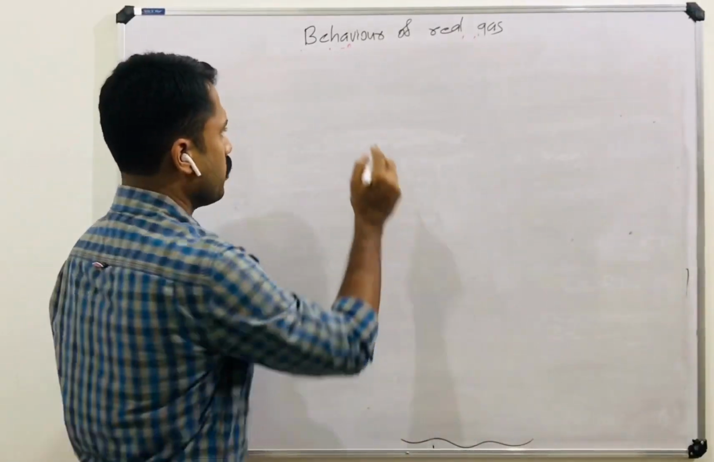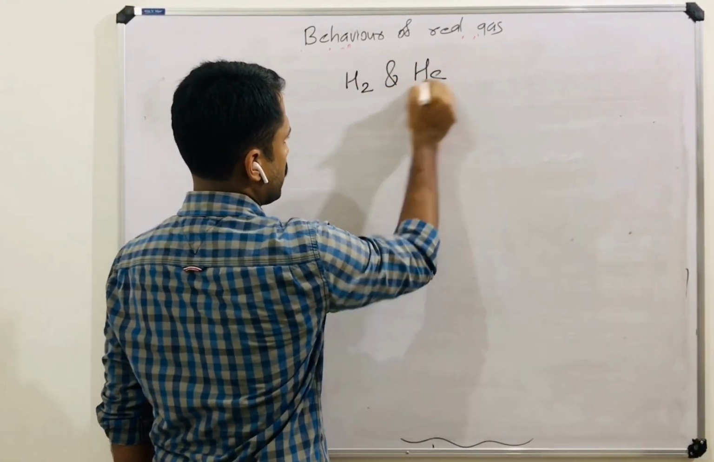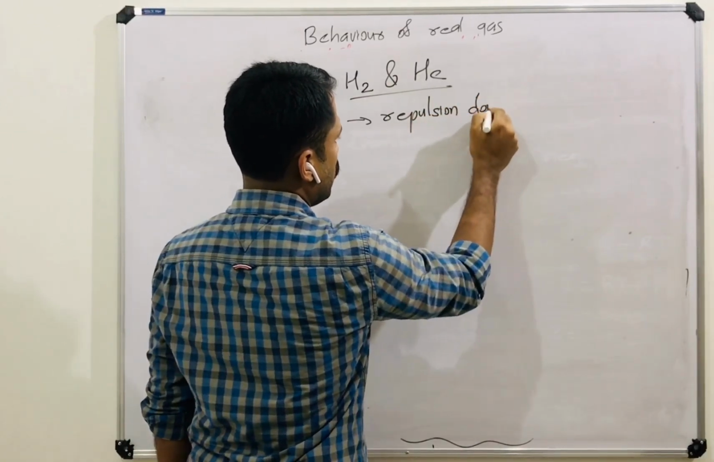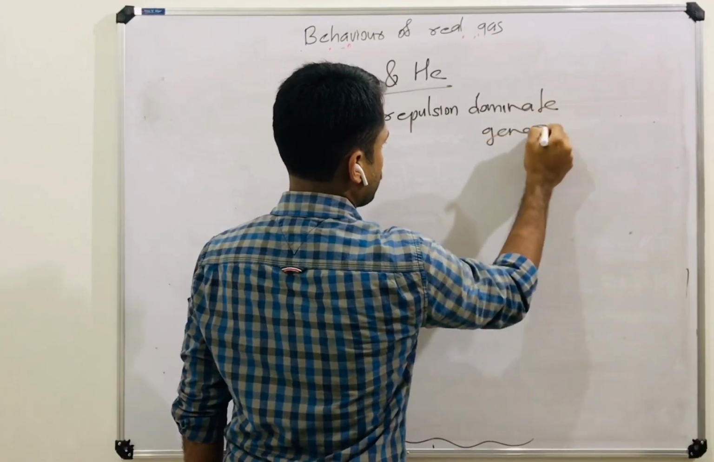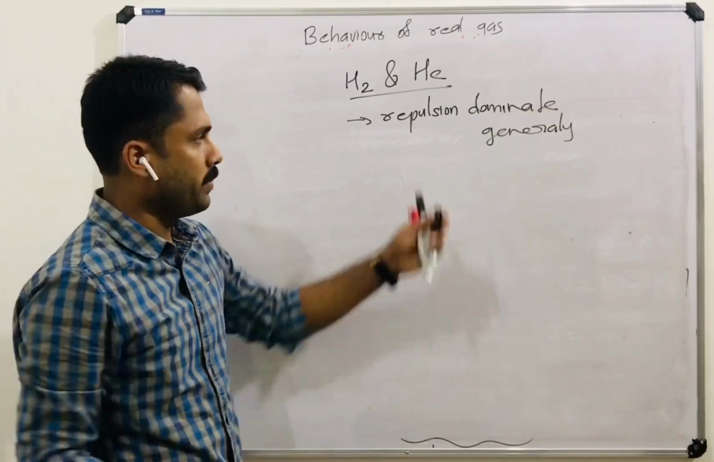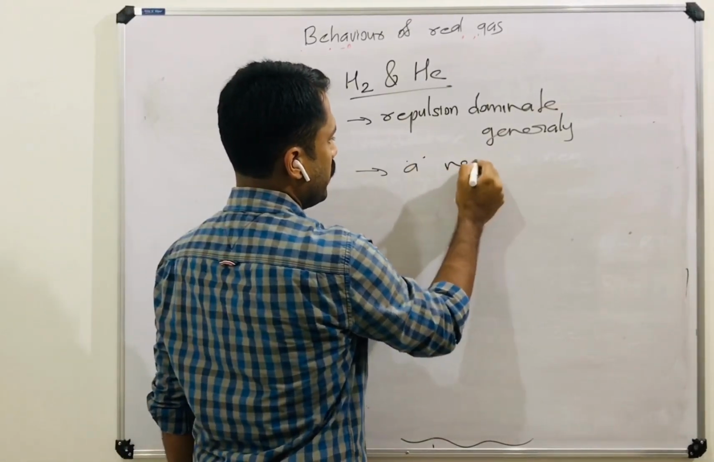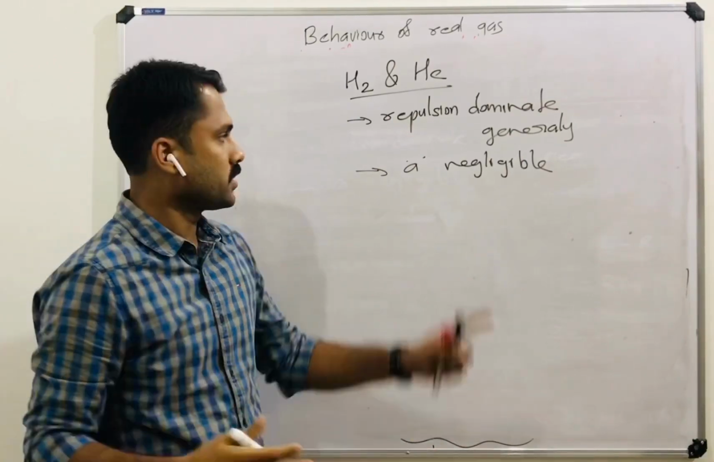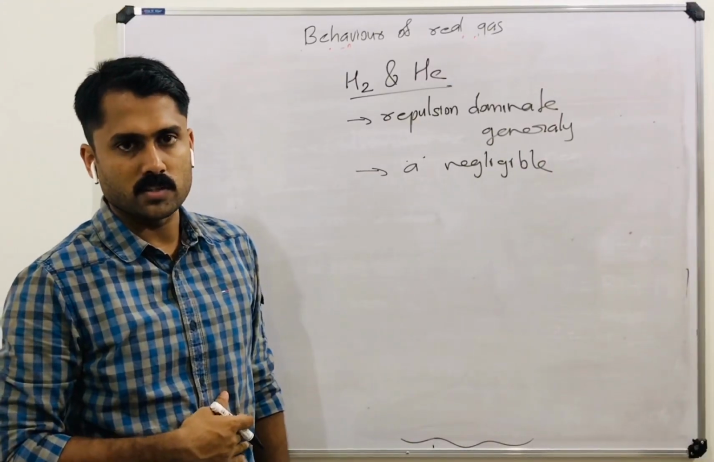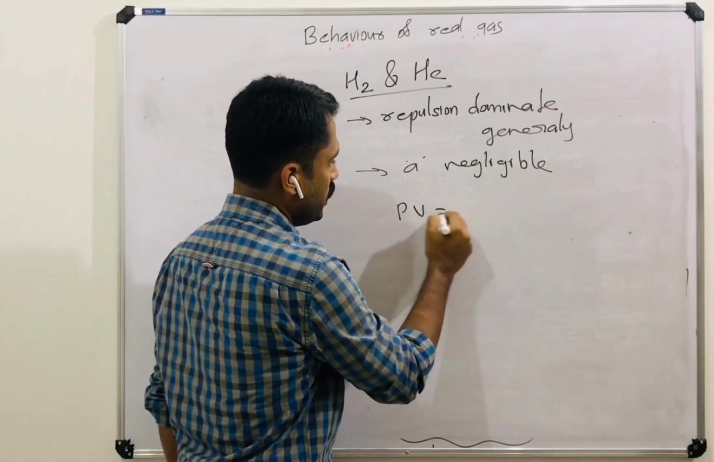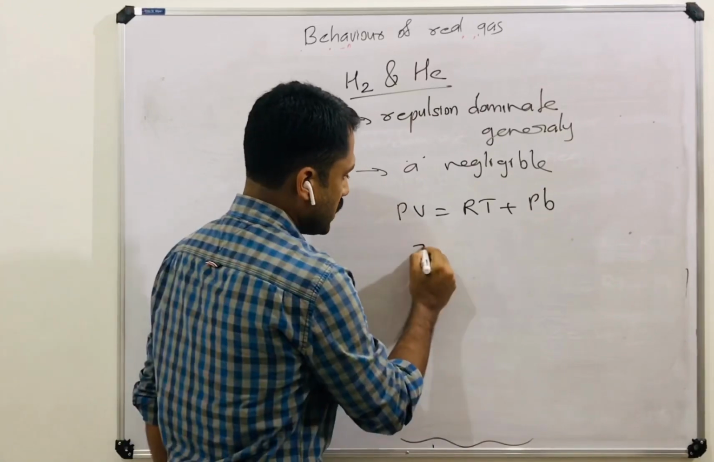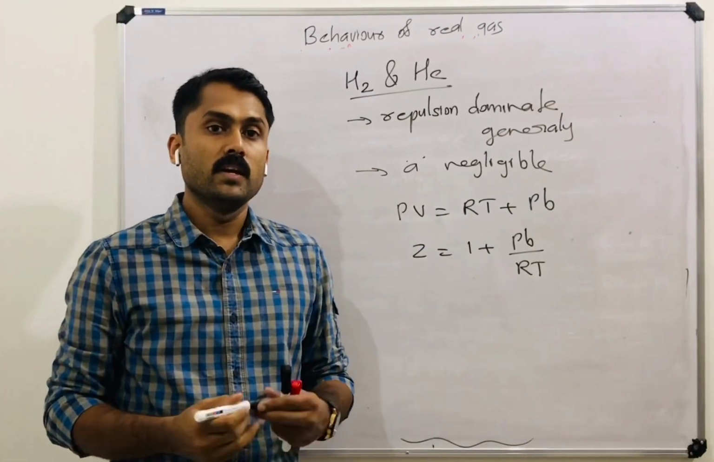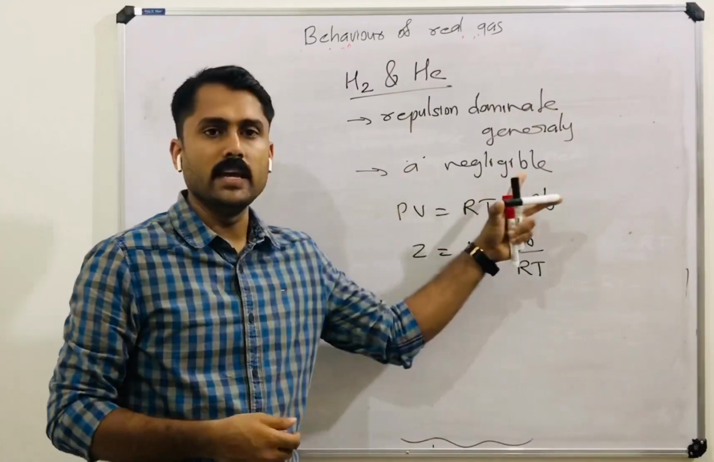In this section, we have to focus on two gases, hydrogen and helium. For hydrogen and helium, repulsion dominates generally. If repulsion dominates, we know a will be negligible. So for hydrogen and helium, we can use the equations when a is negligible. When a is negligible, what are the equations? We already explained. That is PV = RT + Pb and Z = 1 + Pb/RT. These equations can be used for hydrogen and helium. Why? For these gases, generally repulsion dominates and a is negligible.